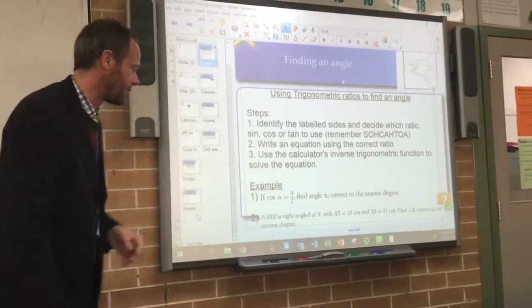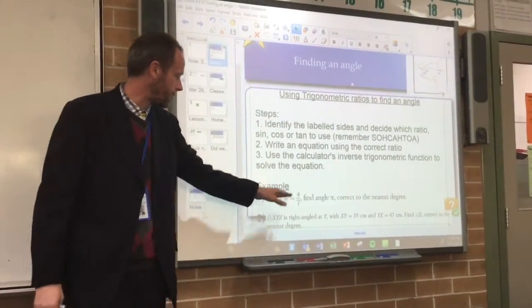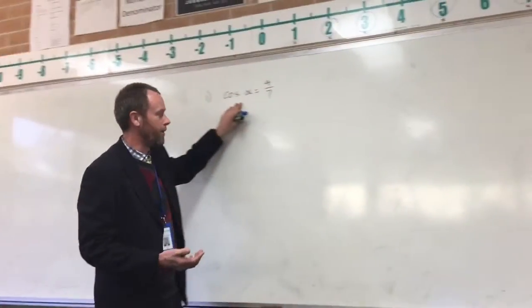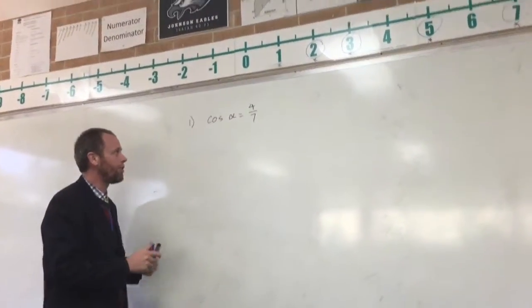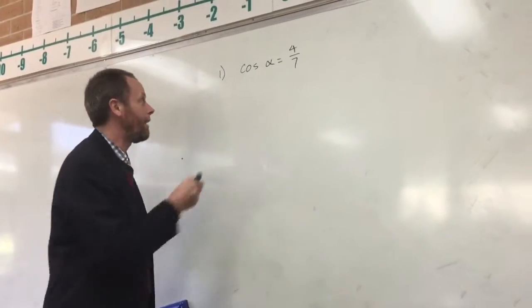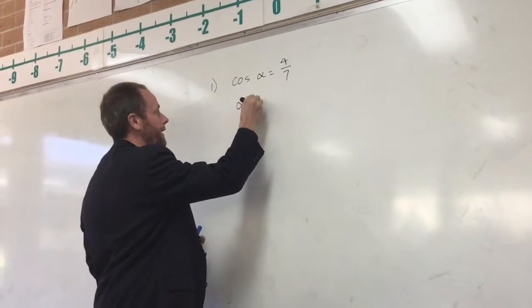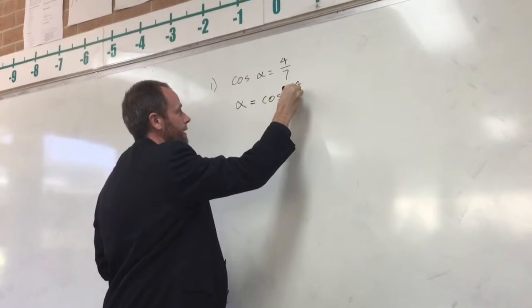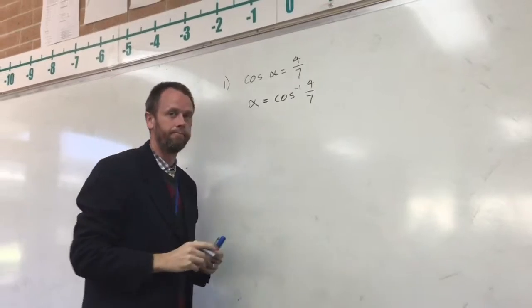So for example, the first one's pretty straightforward. Cos of alpha equals 4 over 7, find alpha. So I've got it written over here for you. Cos of alpha equals 4 over 7. We want to find alpha. So alpha is equal to, what we say is cos to the minus 1 of 4 over 7.